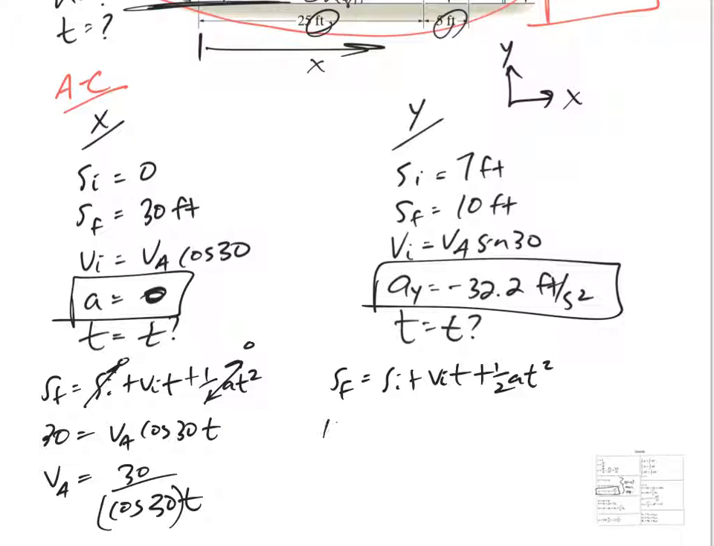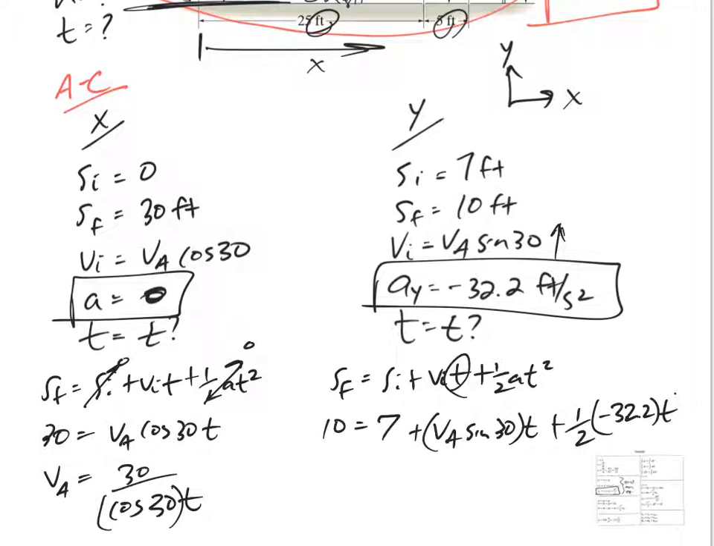Okay, it ends at 10. Started at 7. Started with a positive, right? This velocity was up, so it's positive velocity of V_A sine 30. Don't forget to multiply it times t. A lot of people forget that t. And then plus 1/2, its acceleration, negative 32.2 t squared. So this y equation, I also have two unknowns, V_A and t.